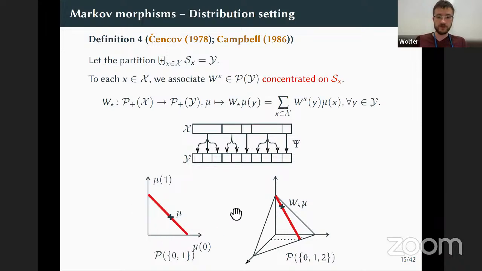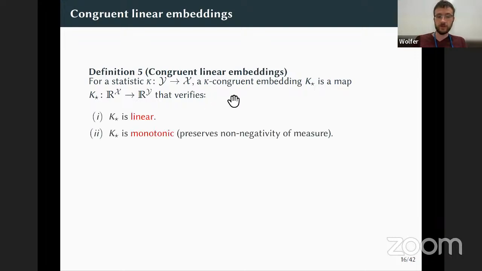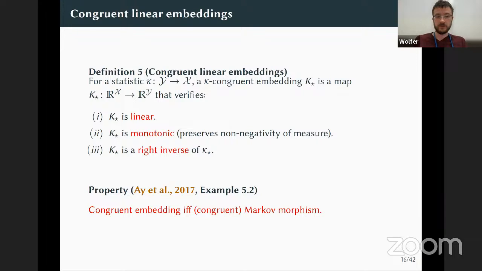And this enables us to embed families of distributions into larger spaces. Here, for example, is a depiction of us embedding a simplex over 2 points into the simplex over 3 points. And there is an interesting property: congruent linear embeddings, that are linear mappings from R^X to R^Y, which are monotonic and which are right inverses of kappa star. If you're considering this set of mappings, well, these congruent mappings are exactly the Markov morphisms.